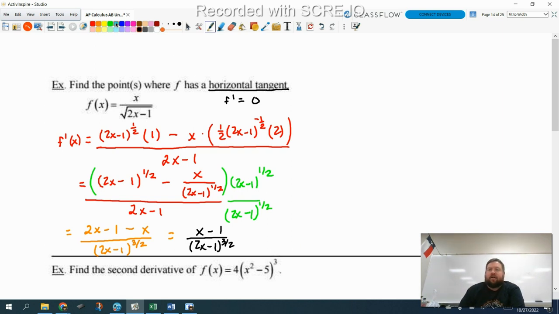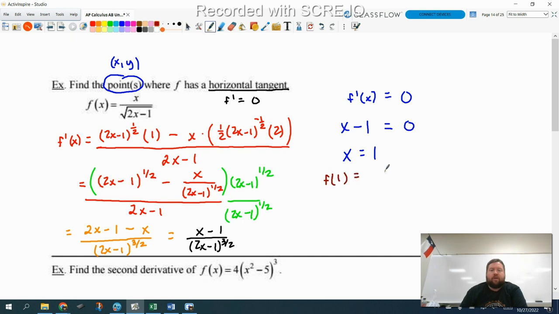All right, so we have to set our derivative, f prime of x, equal to 0. And when you set a fraction equal to 0, that's the equivalent of setting the numerator equal to 0. So x minus 1 has to be equal to 0, and so we get x is equal to 1. This did say points. Points imply an x and a y. So we found the x coordinate, plug it back into the original equation to find the y coordinate, f of 1. So that's 1 over the square root of 2 times 1 minus 1. That's 2 minus 1 is 1, square root of 1 is 1, 1 divided by 1 is 1. So we have a point, 1, 1, and that's our answer.